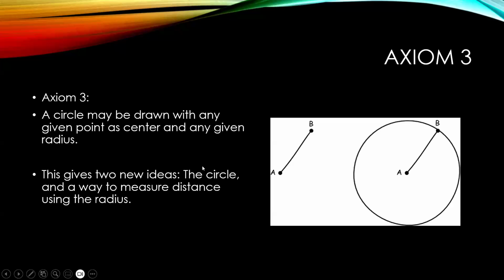Axiom 3 introduces a circle as well as the idea of measure. A circle may be drawn with any given point as center and any given radius. This radius is the idea of a measure from a center to the outside. And it's the first time we really talk about being able to replicate some measure. So we now have the idea of circles and a way to measure distances using the radius.